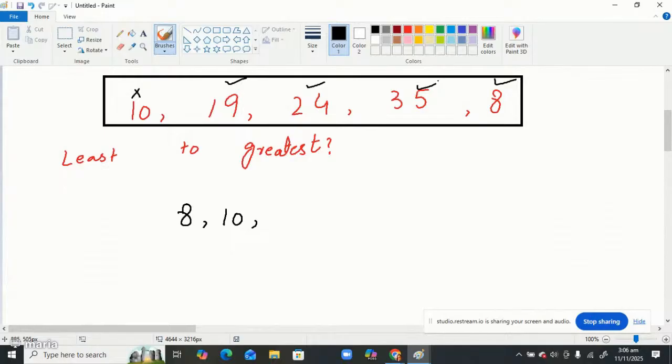I was just checking my mic. So that is 19. Good. And now from the next two, 24 or 35, that would be 24, and then 35. This is the way we write down the numbers from least to greatest: 8, 10, 19, 24, and 35.